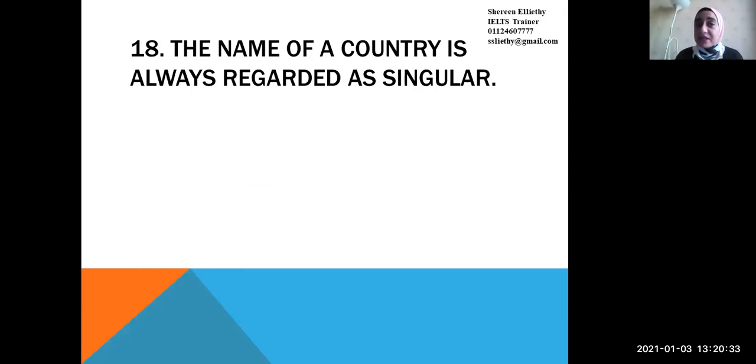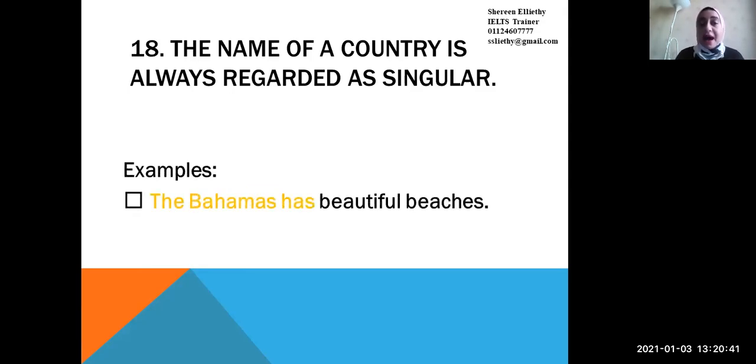The name of countries is always singular, even if it looks plural. So let's look at this one. The Bahamas has beautiful beaches. Don't you think we should go one day? Bahamas has beautiful beaches. So Bahamas looks plural, but no, the name of countries is always singular.